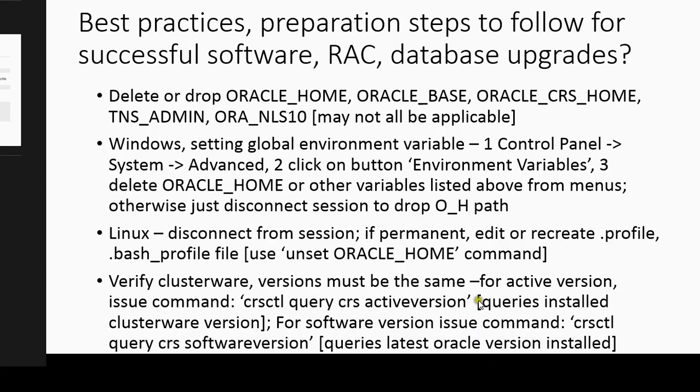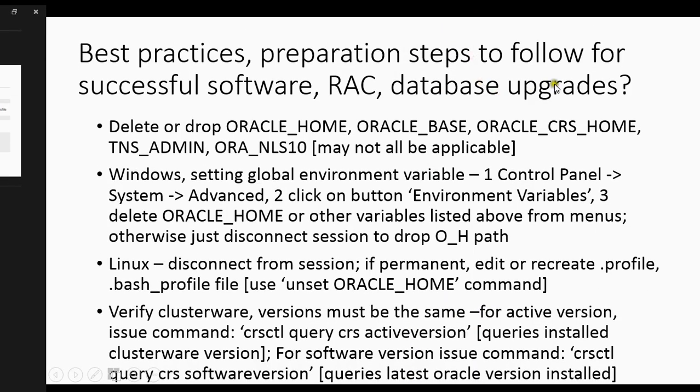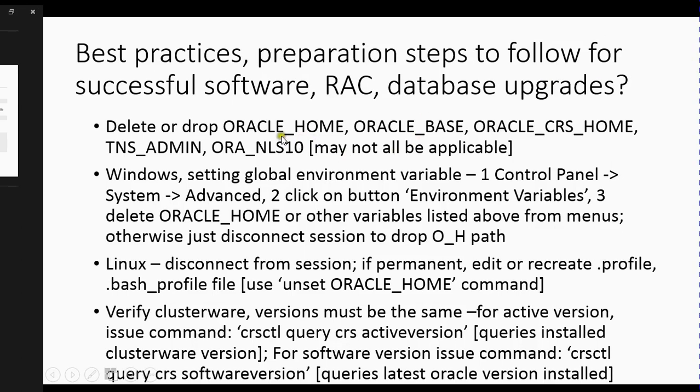So these are just some of the best practices when you're performing a successful software, RAC, and database upgrade. The first thing that you have to do is drop the Oracle home, or unset it. With Linux, you can just use the unset command and unset Oracle home. What I'm trying to say is that the system has to be able to ignore these parameters or not recognize them for you to be able to go through the upgrade.